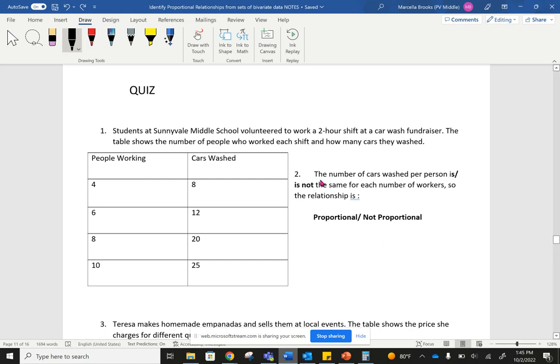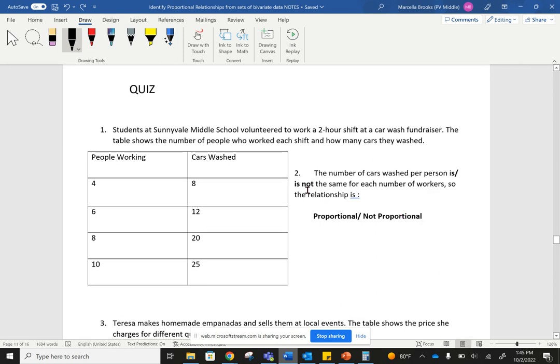So you're going to tell me the number of cars washed per person is or is not the same for each number of workers. So you're going to circle is or is not. And then is the relationship proportional or not proportional? Remember, I want you to mark your x values and your y values. Just a little hint, y over x is going to tell you the unit rate or the constant of proportionality.